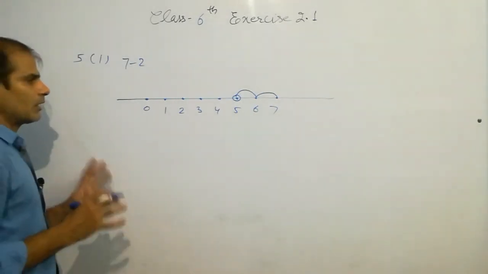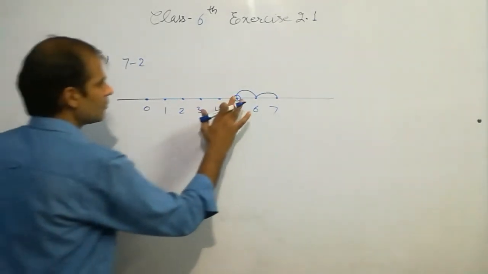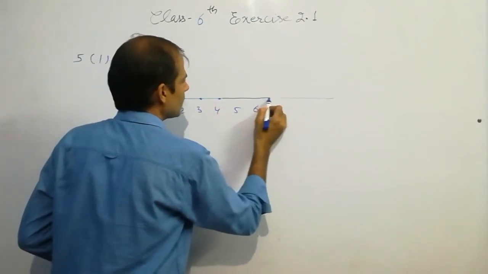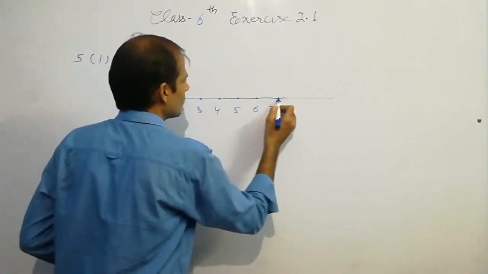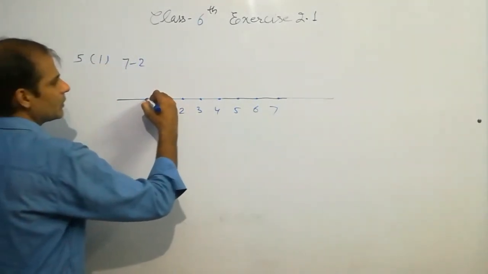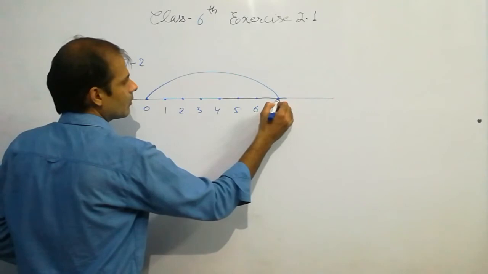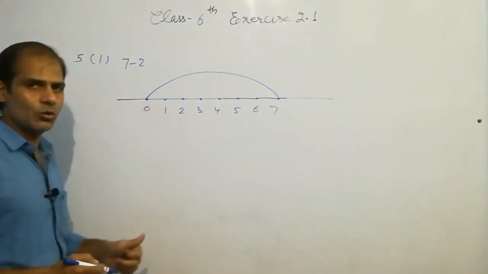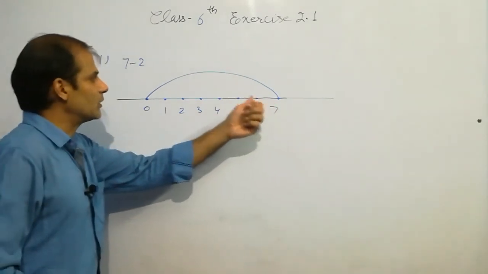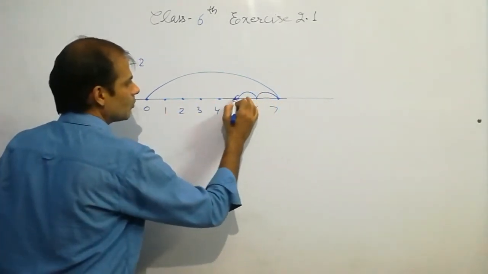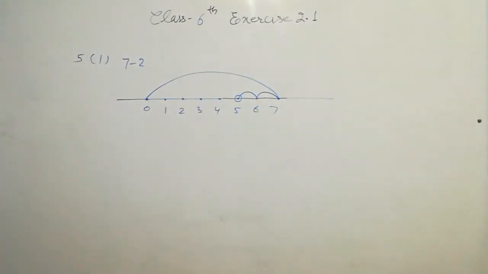But there is one more thing. See, I tell you in a proper way as given in your book. Listen, this is 7, so start with 0 and reach at 7. Then this is minus 2, move 2 positions leftward. Okay, 1 2 and this is the answer.